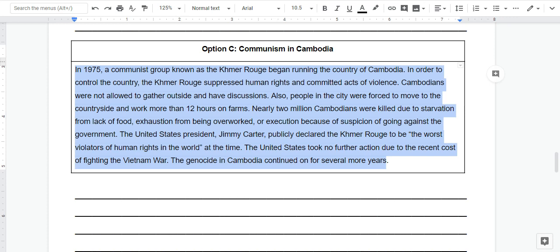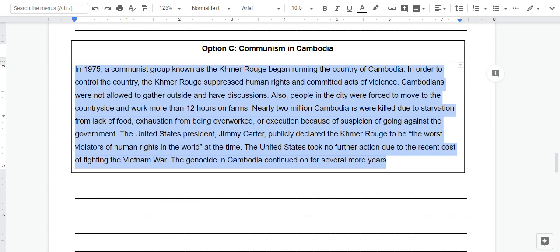Nearly 2 million Cambodians were killed due to starvation from lack of food, exhaustion for being overworked, or execution because of suspicion of going against the government. The United States President Jimmy Carter publicly declared the Khmer Rouge to be the worst violators of human rights in the world. That's what he said at the time. The United States took no further action due to the recent cost of fighting the Vietnam War. The genocide in Cambodia continued on for several more years.